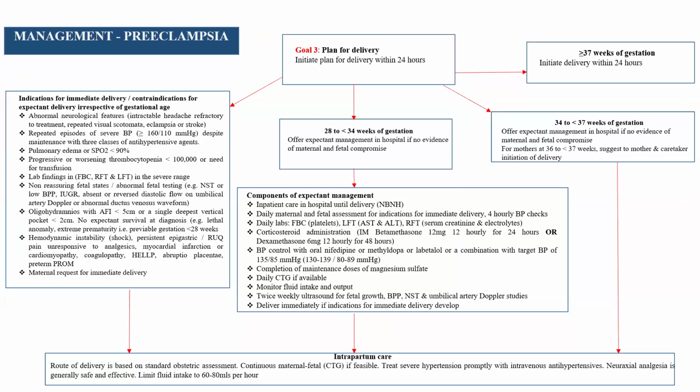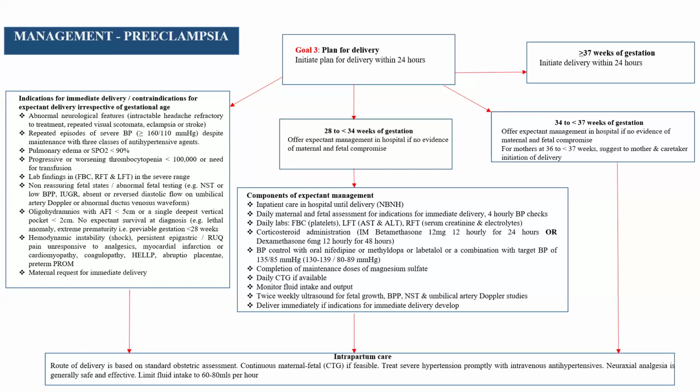So for our delivery plan, once you see a patient with preeclampsia with severe features, within 24 hours, you should have a delivery plan for the patient. And this will depend on the gestational age of the woman. So if the pregnancy is at least 37-week gestation, you initiate delivery within 24 hours. If the pregnancy is late preterm, that's 34 to less than 37-week gestation, you offer expectant management in hospital if no evidence of maternal and fetal compromise are present. So for mothers at 36 to less than 37-week gestation, you suggest to the mother and caretaker the initiation of delivery.